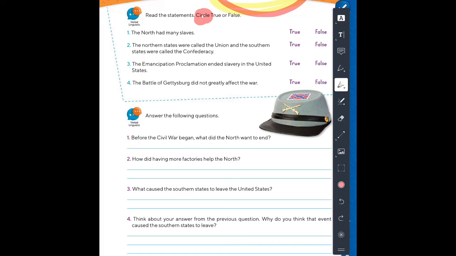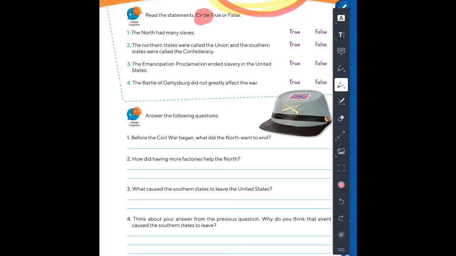Number 1, before the Civil War began, what did the North want to end? So before they started with the Civil War, the North wanted to end something. They wanted to abolish, to end, to finish something. What was it? Number 2, how did having more factories help the North? In what way did they get help by the factories? In what way? ¿De qué manera?